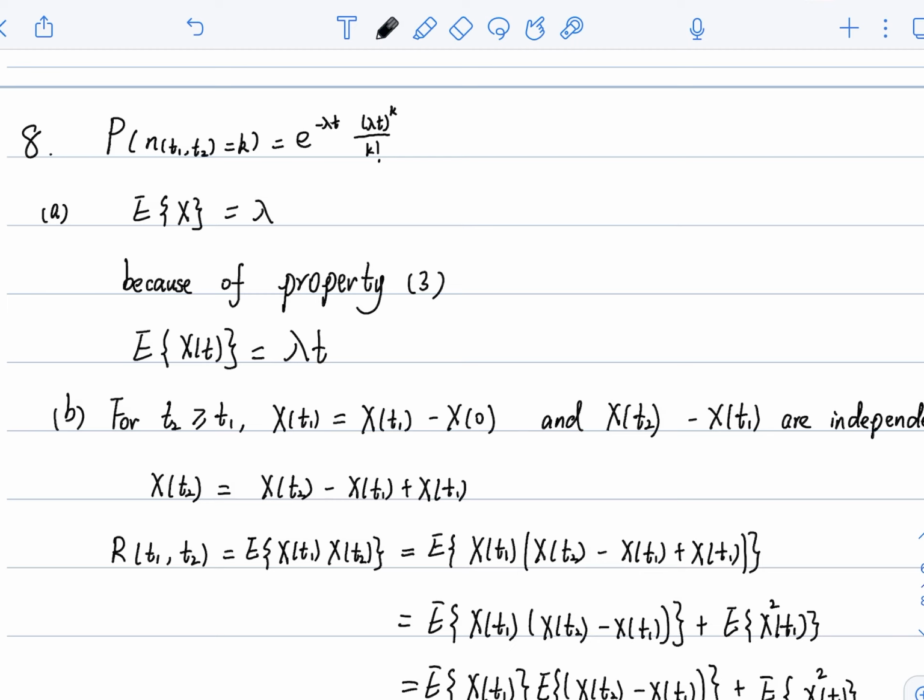And because of the third property, that at a time moment t there is no more than one Poisson point, the stochastic process X(t) is equal to N(0, t). We know that the expected value of X(t) is equal to lambda t.